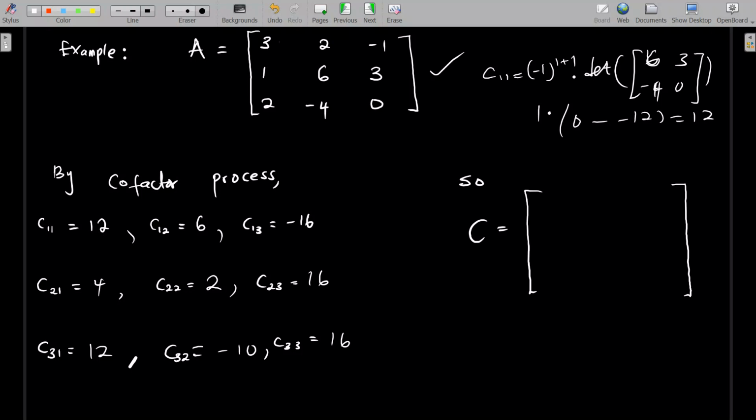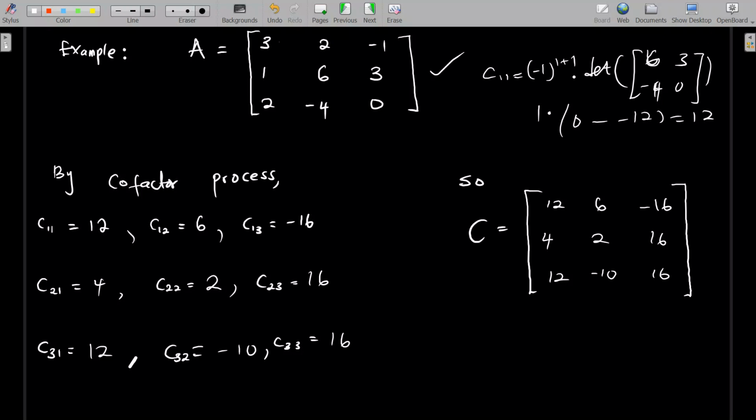Then the matrix of cofactors from this given matrix A is given as C11 here, which is 12. So you put them in a matrix form: 12, 6, -16, then 4, 2, 16, then 12, -10, 16 again. Alright, so that is my matrix of cofactors from this given matrix A.